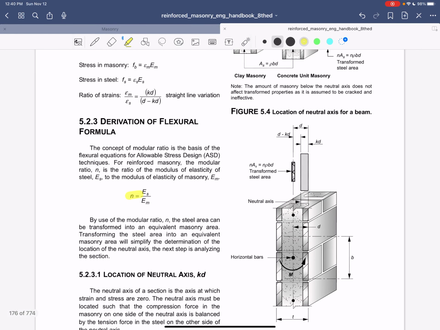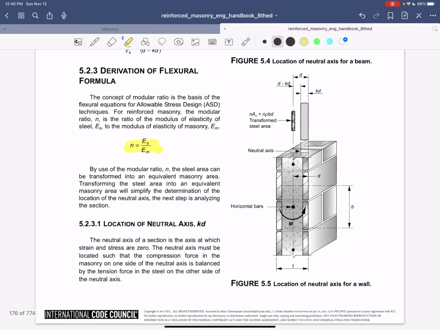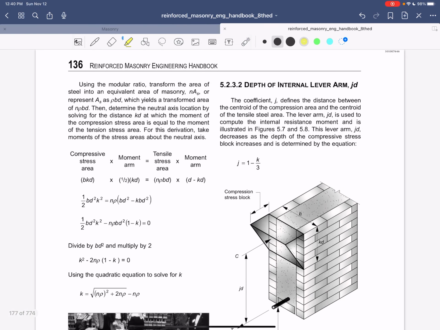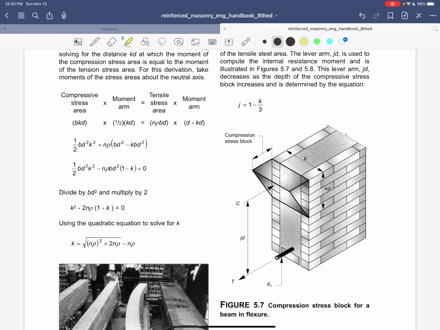For instance, here's the modular ratio, steel over masonry, the neutral axis location, and talks about kd. If you go in here, they'll derive, talk about the jd lever arm, how to solve for the k factor that we'll use in some of these terms. I'm going through this quick because we already did it. They've got a nice 3D picture of the stress distribution in the masonry, because we've got the grouted section. In this case, it's a 2-course wall, or a 2-thickness wall.